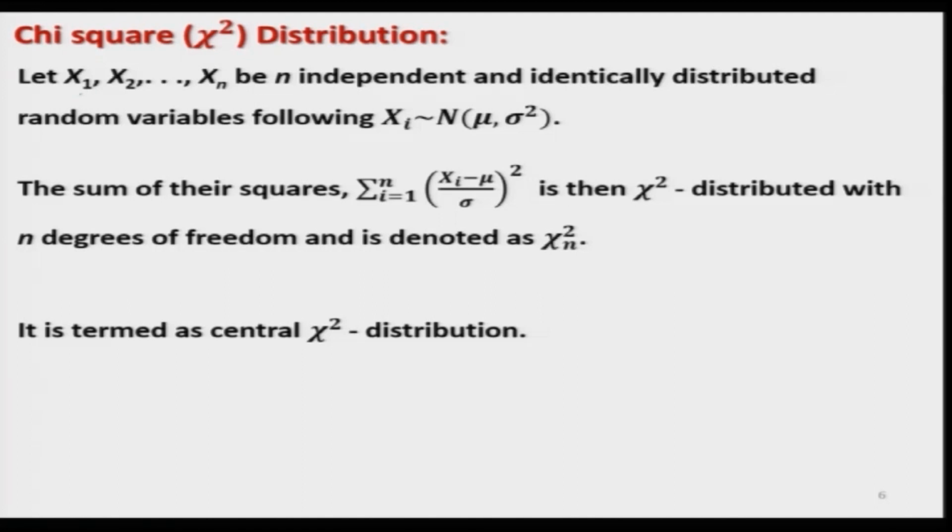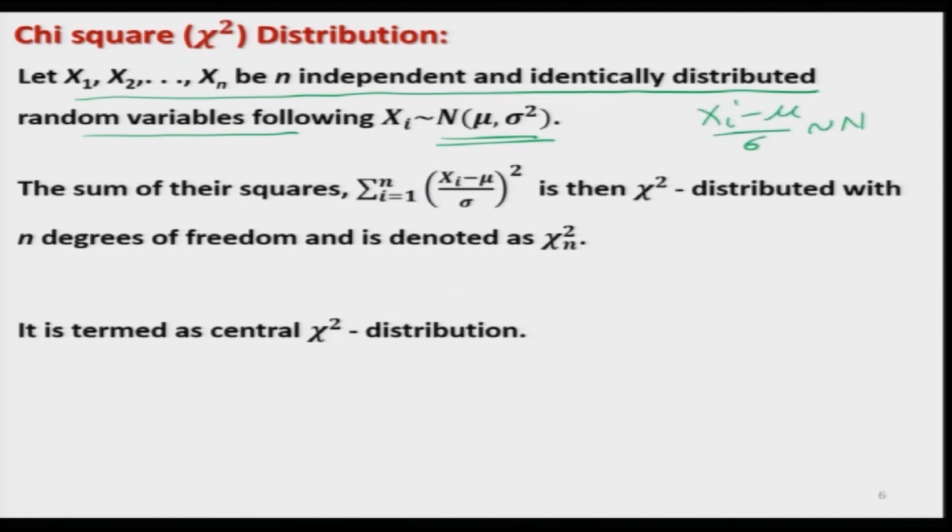For example, let X1, X2, ..., Xn be n identically and independently distributed random variables, with Xi following normal mu, sigma square, where the mean is not necessarily 0 and sigma square is not necessarily 1. Then we know that if I take (Xi minus mu) upon sigma, this will always follow a normal 0, 1 distribution. So in such a case, the summation i goes from 1 to n of ((Xi minus mu) upon sigma) whole square follows a chi square distribution with n degrees of freedom, right.